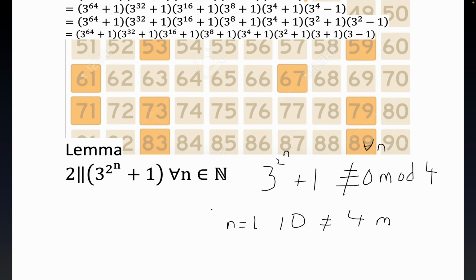So we know that 2 divides this exactly because 4 is not a factor of this for all n. That's what we just proved. So that's more or less the crude proof of this lemma. But what does this lemma do for us?